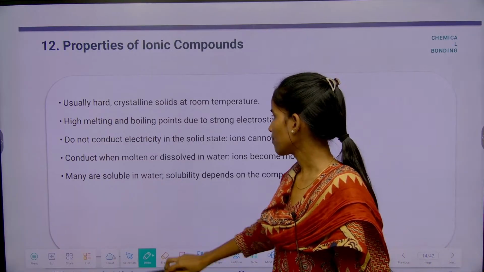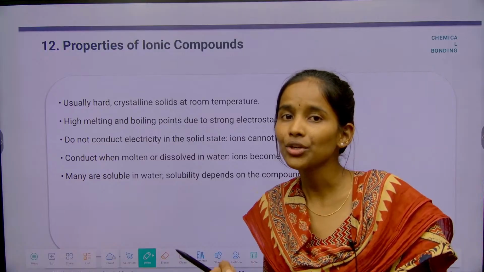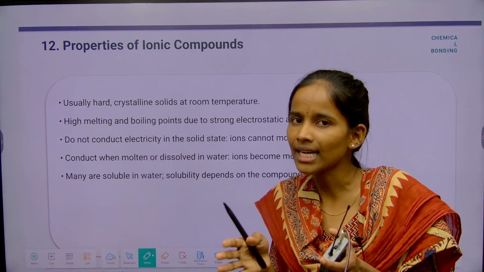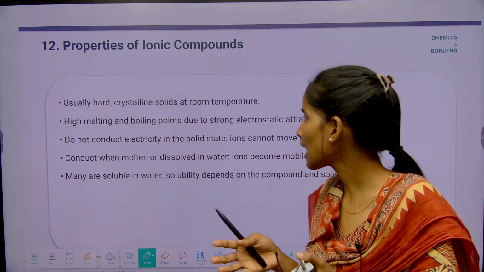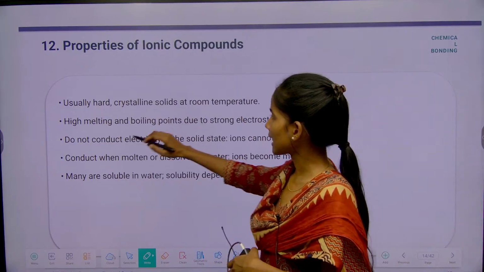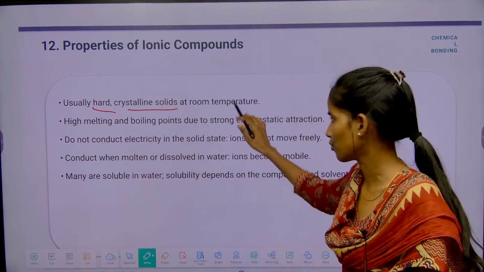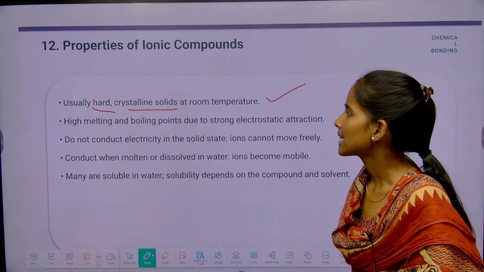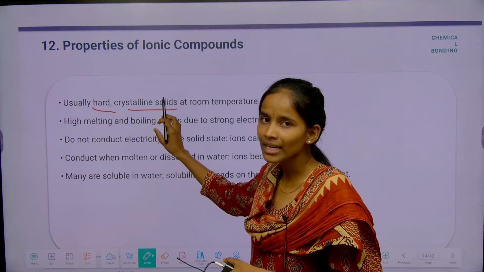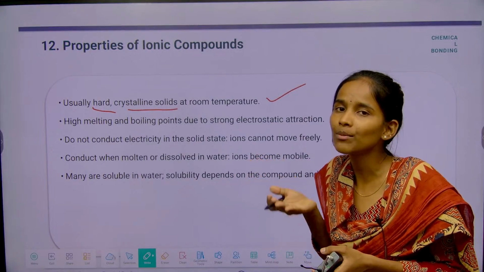These ionic compounds are formed due to strong electrostatic attraction between opposite charges, which forms the bond. So what will happen? Their bond is very strong. So these are generally hard and crystalline solids at room temperature. This is the first point. Next, as they are forming very strong bonds, they are having high melting and boiling points.